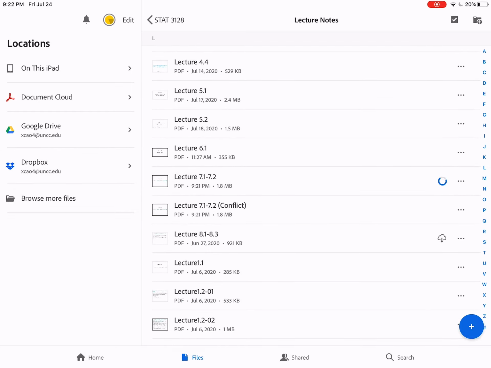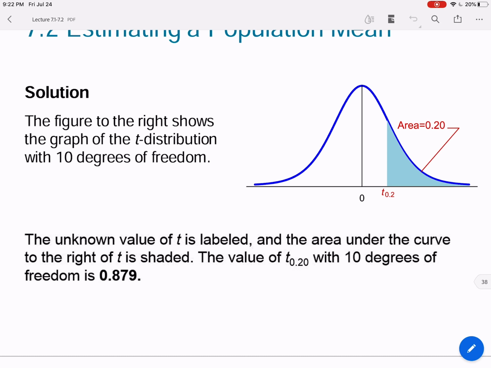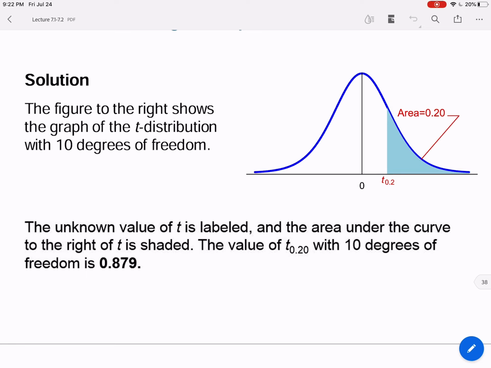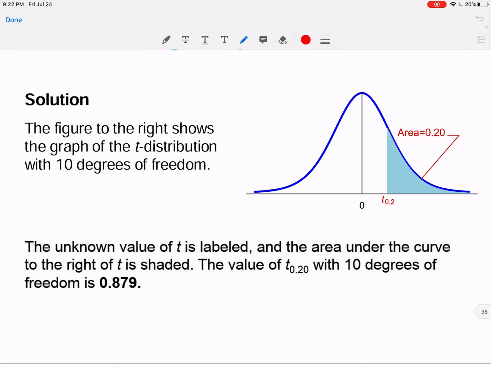Now let's get back to the notes. So basically, this is the solution here. The unknown value of t is labeled, and the area under the curve to the right of t is shaded, which is this part over here. The value of t sub 0.2 with 10 degrees of freedom is 0.879. That's exactly the same thing as what we got from the t-table.